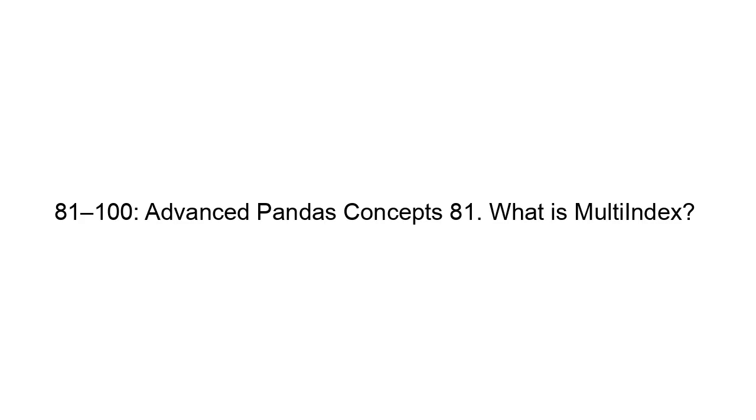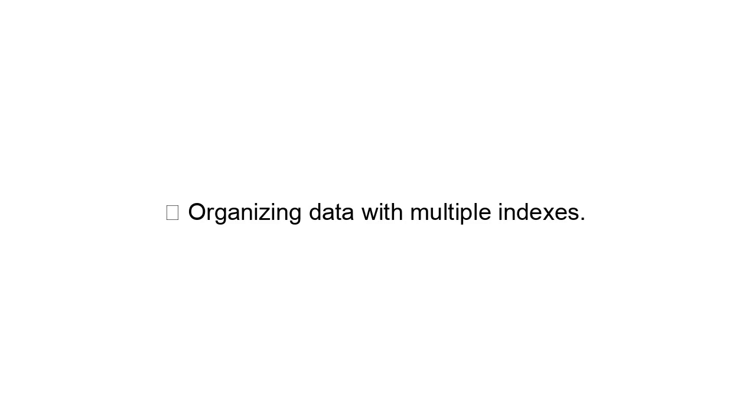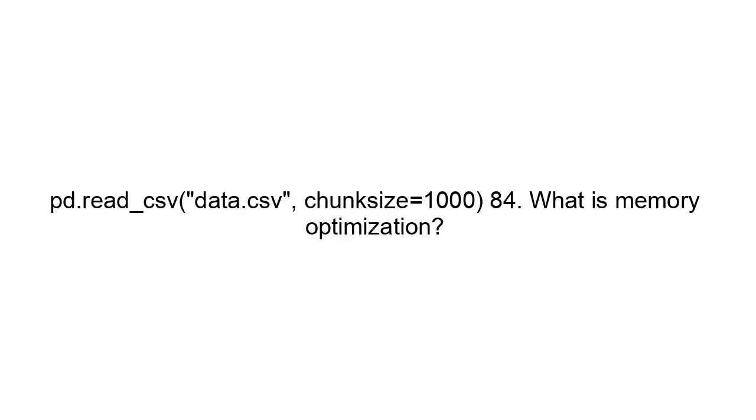81 to 100. Advanced Pandas concepts. 81. What is multi-index? Multiple levels of indexing. 82. What is hierarchical indexing? Organizing data with multiple indexes. 83. What is chunk processing? Reading large files in parts. Example. pd.read_csv('data.csv', chunksize=1000).